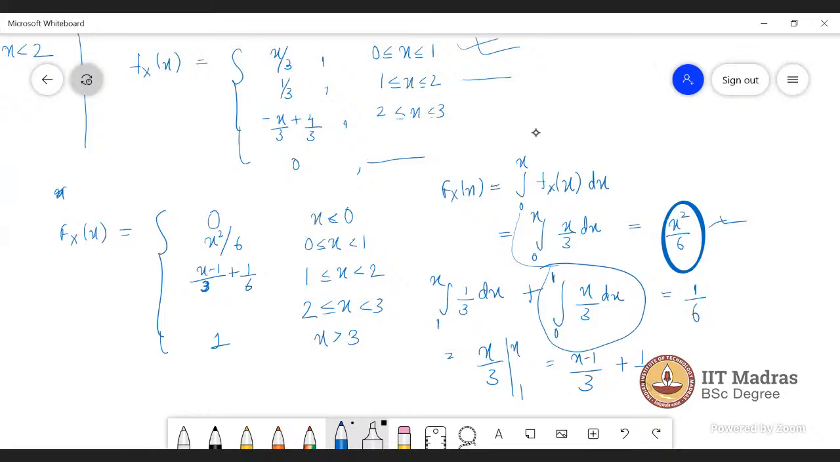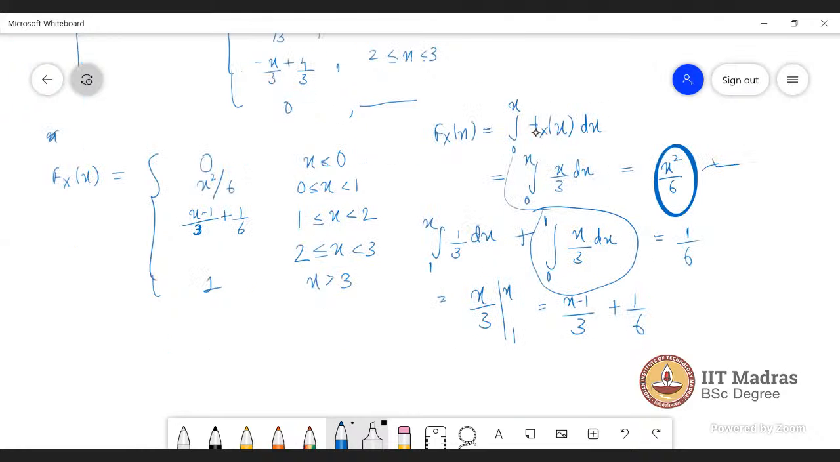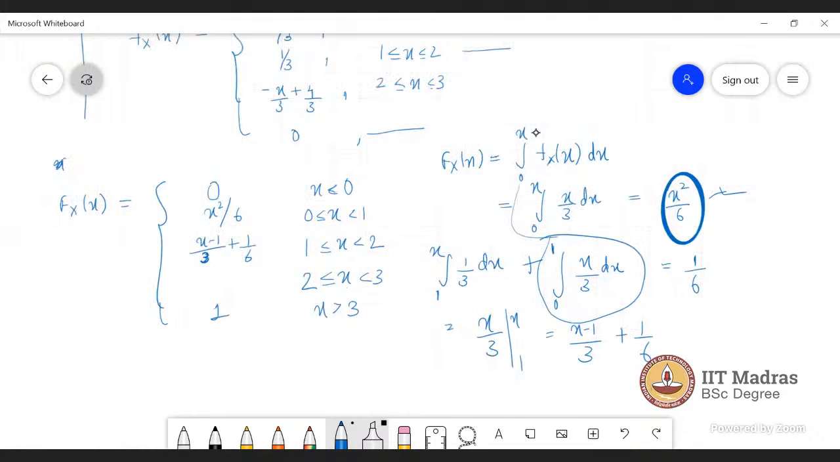Now, if you have to find for interval 2 to 3, what you will do? Can anyone tell me? It will add the probability, that is, the function x square by 6 and this x minus 3 by 3, x minus 1 by 3 plus 1 by 6, for the next one that we got after integration.